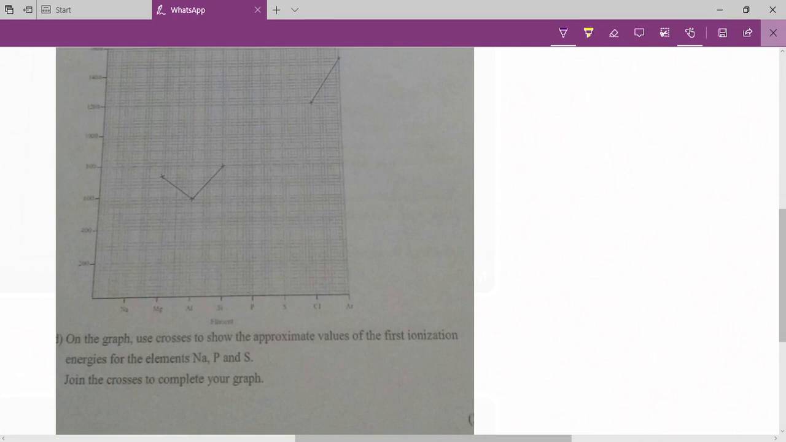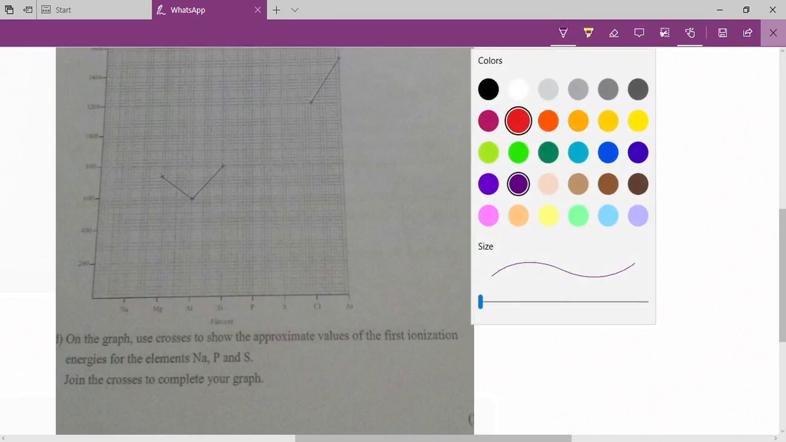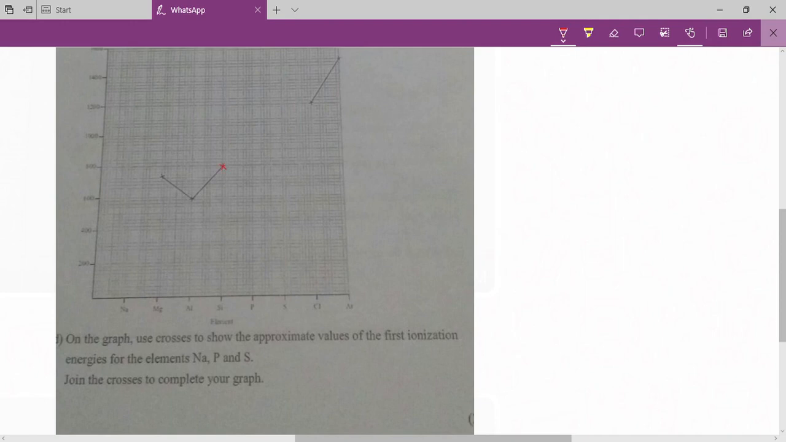On the graph, use crosses. Okay, cross is here. Firstly, I have to mention crosses over there. It is here, it is here and it is here. Then, to show the approximate value of first ionization energy. So, first ionization energy. I think that you can see this one. So, here is sodium, it is magnesium.